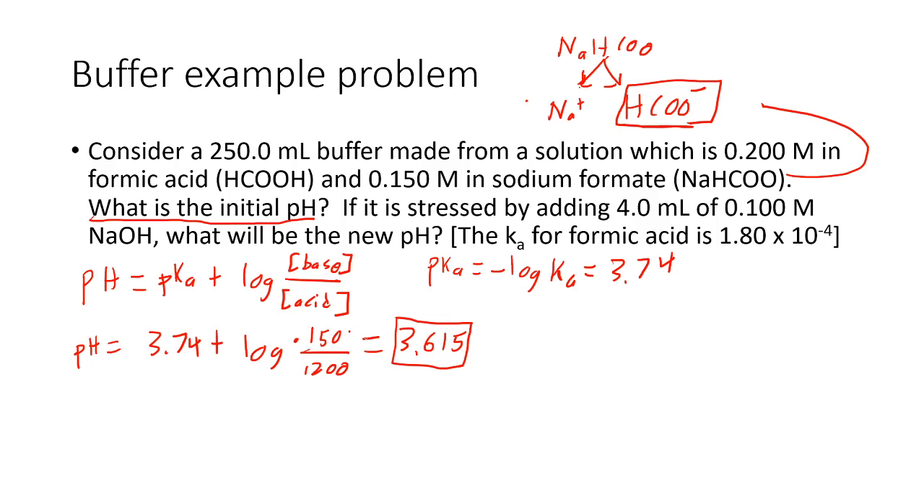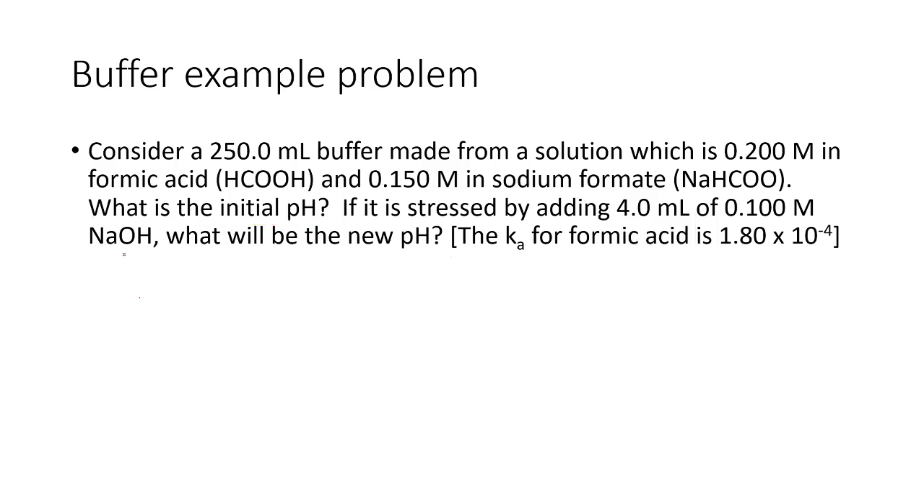It asks us, if we stress this by adding so much sodium hydroxide, what will be the new pH? So first, I'm going to clear this stuff off. And now we'll look at that. To do this, part 1, we have to identify what reaction is going to take place. So we're adding NaOH. NaOH turns into Na+ and OH-. So again, this OH- is the part that's actually going to take part in our reaction.